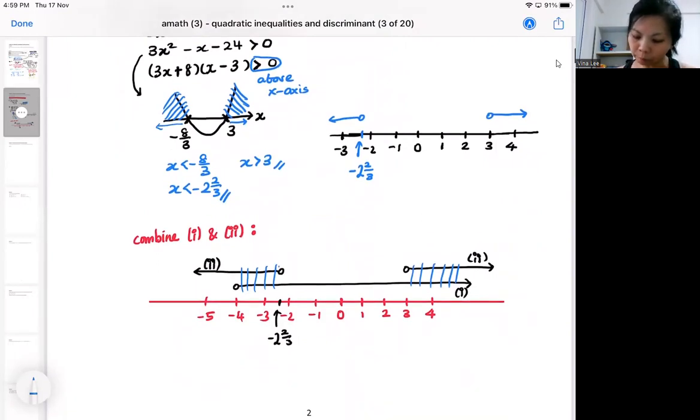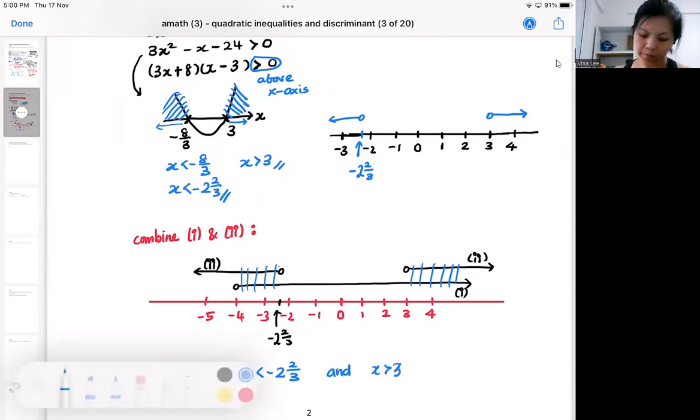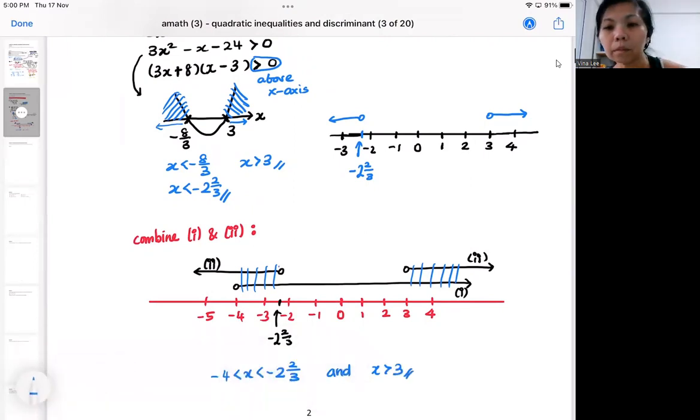For the first blue line, it will be -4 to -2 and 2/3. The second double line will be from 3, so anything from 3 onwards. So there are 2 sets of inequality, and these 2 sets will match the 2.